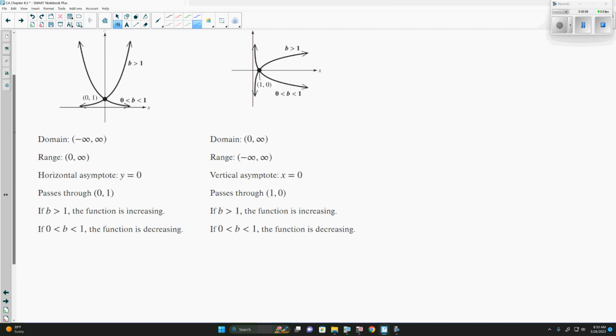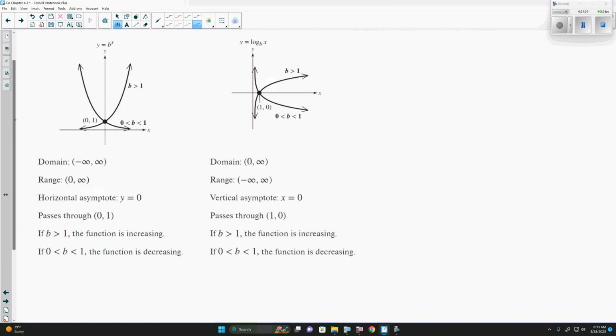Now for logarithmic functions, again, we said they're inverses. And as we talked about inverses, the domain and range flip. So now the domain is from 0 to infinity, because our range was 0 to infinity. Our range is now all real numbers. The vertical asymptote is x equals 0.